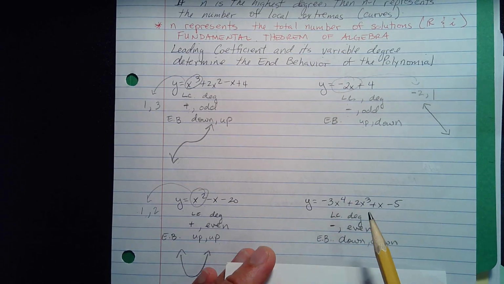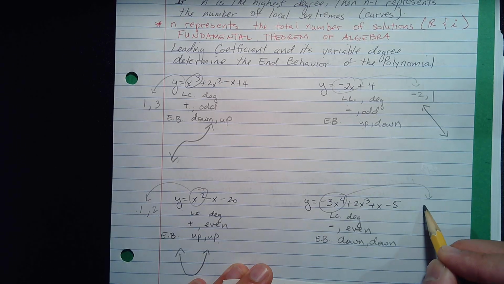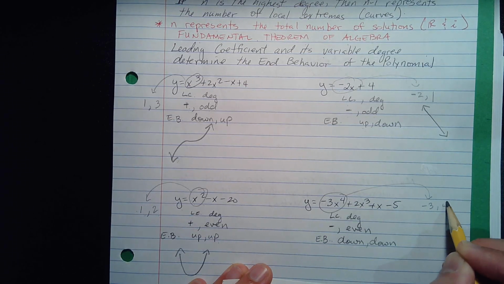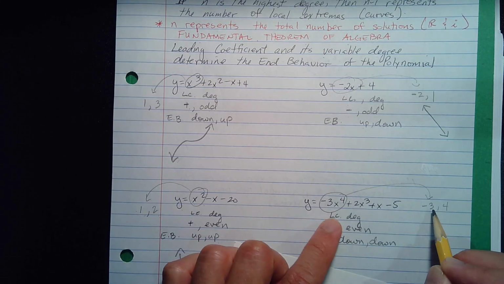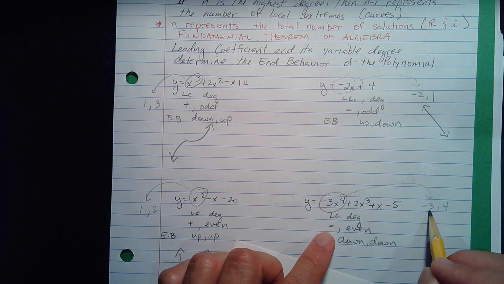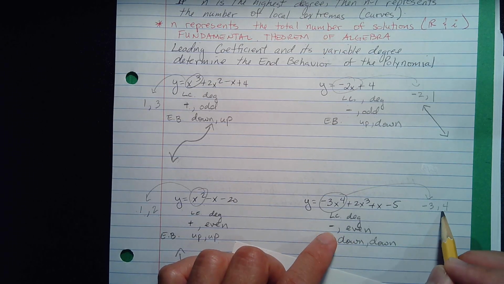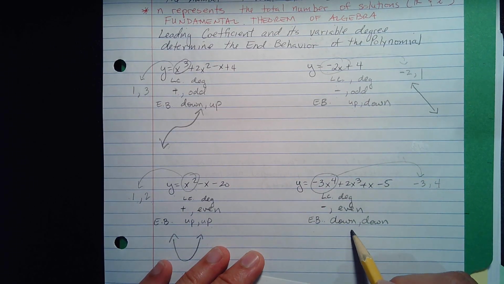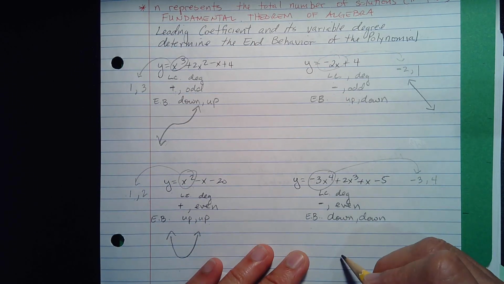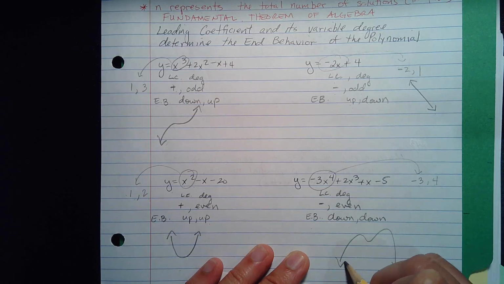All right, last combination. Again, let's identify this here. That's negative 3, 4. So this is your leading coefficient and the degree. The leading coefficient is negative and the degree is even. When you have a negative even combination, that means your end behavior is going to be down-down. It will look something like this: left end down, right end down.